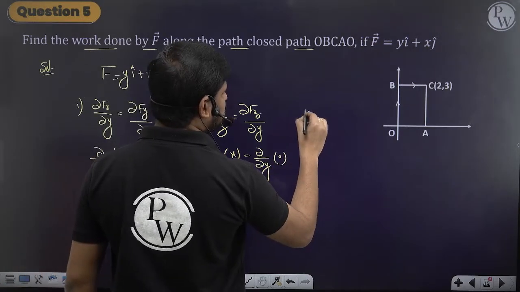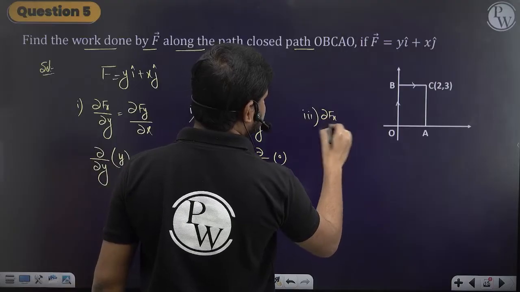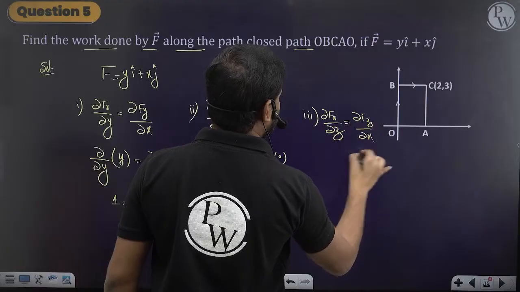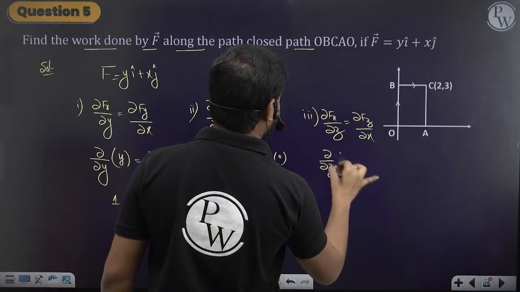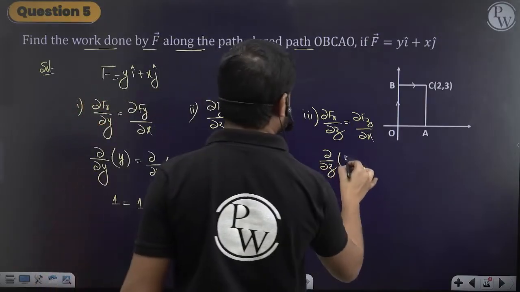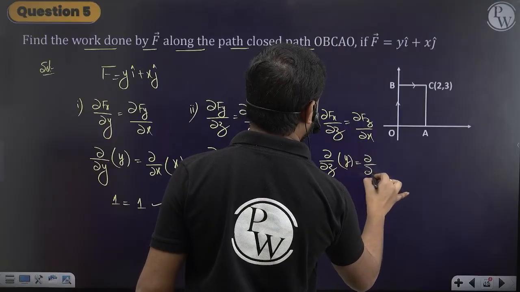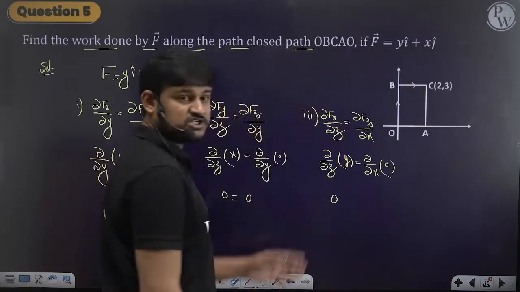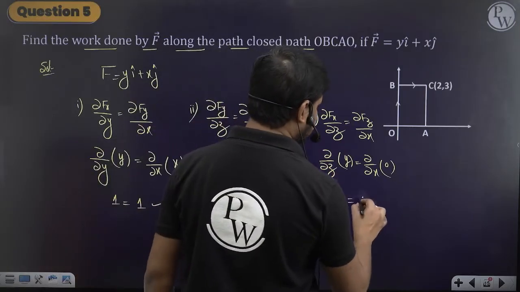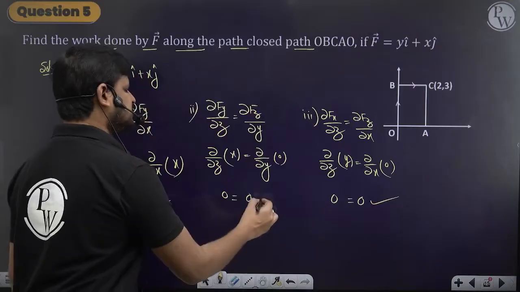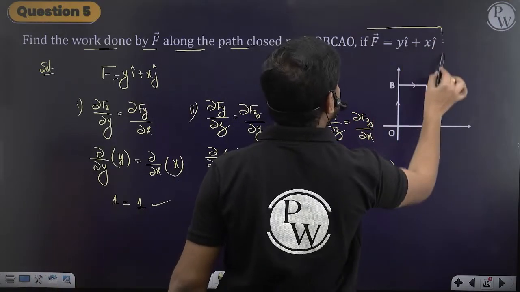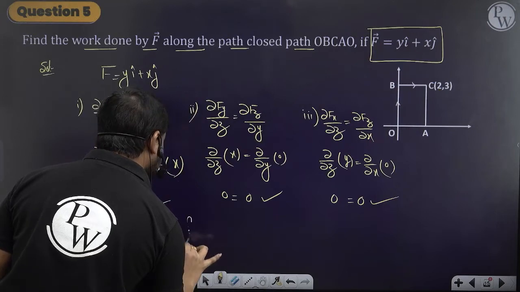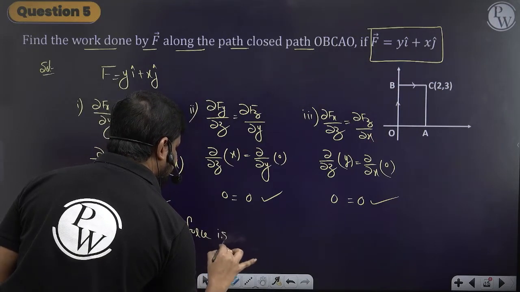So let's go for the third condition. ∂Fx/∂z equals ∂Fz/∂x. So here ∂/∂z of Fx, what is Fx? y, which equals ∂/∂x of Fz, which is 0. So differentiation of y with respect to z is 0 and this is also 0. All three conditions are satisfied. So the given force is a conservative force. Therefore the given force is conservative, right?